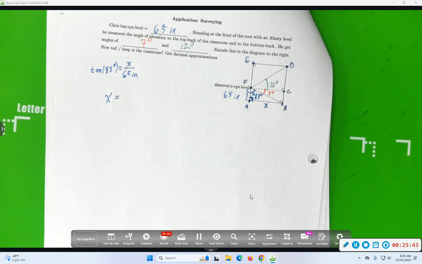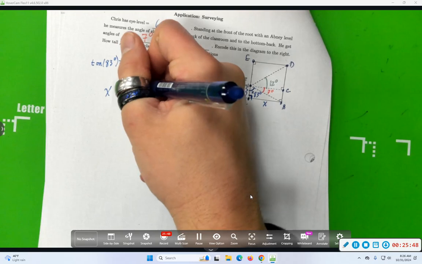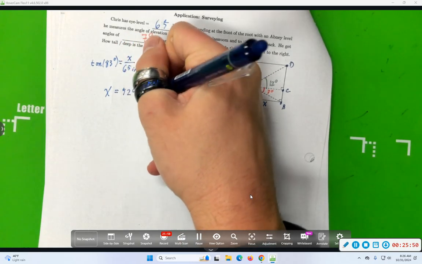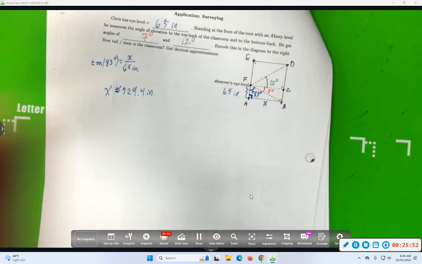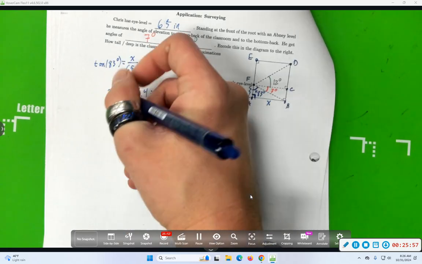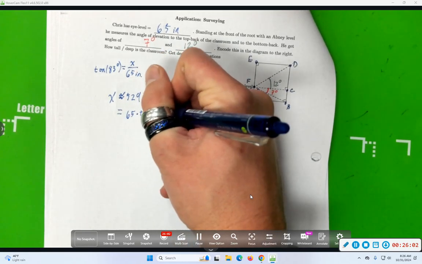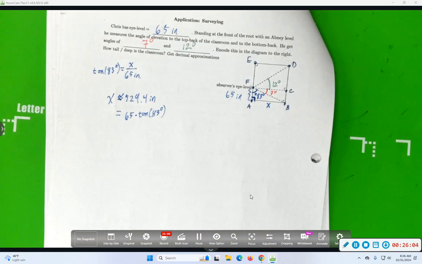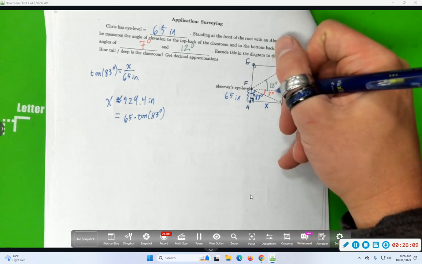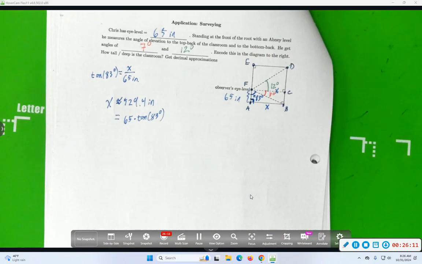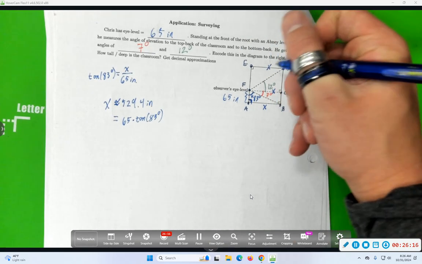Say that, Ari. 529.4 inches. Nice. So there's the approximate value. Does that agree with what other people got? Nice. And I guess the exact value was 65 times tangent 83 degrees. And I think we could label some other edges as x too, right? That length is also going to be x because of our rectangle.